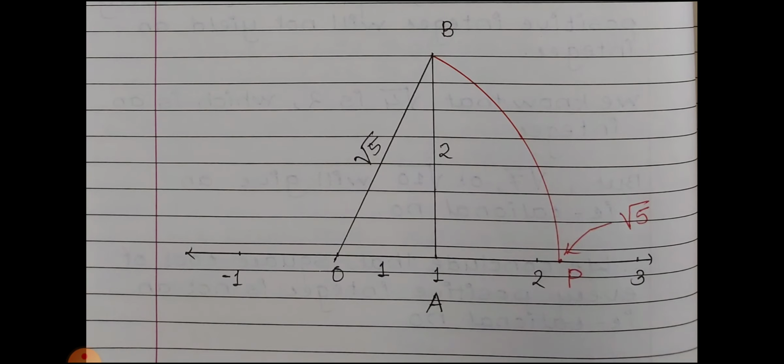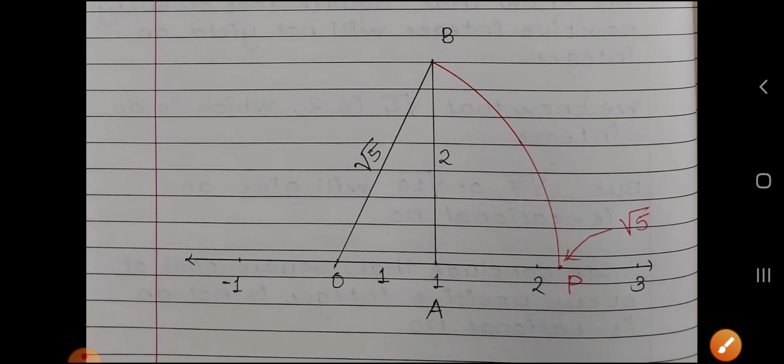Here first we draw a number line. Take points 0, 1, 2, 3. Next we need to draw a line segment OA of 1 unit. Here is distance OA of 1 unit. Okay, and draw a straight line segment BA of 2 units. Here this is BA, of length 2 units, which is perpendicular to the number line.